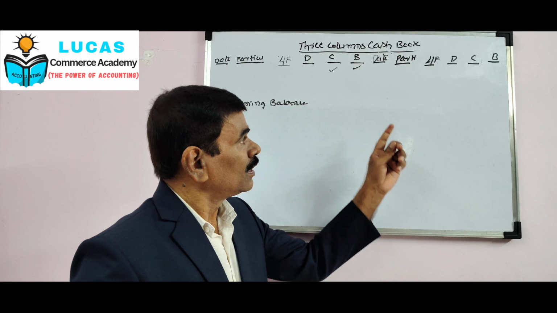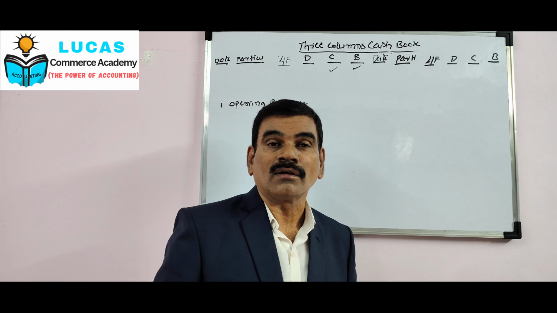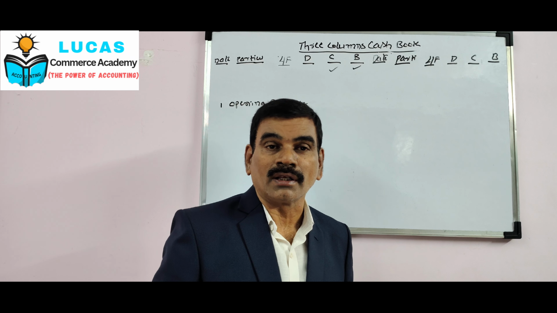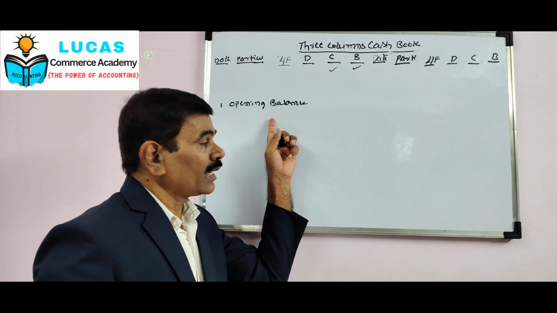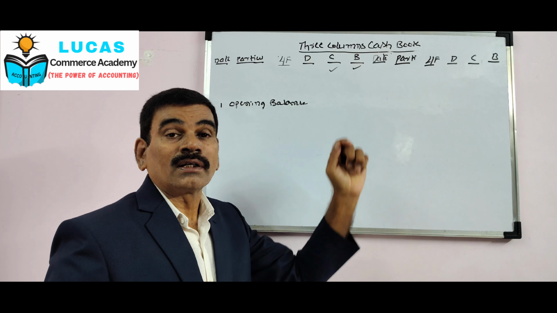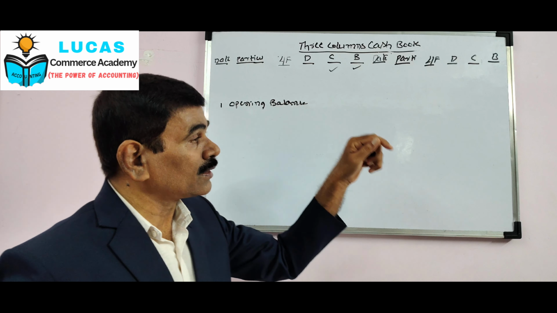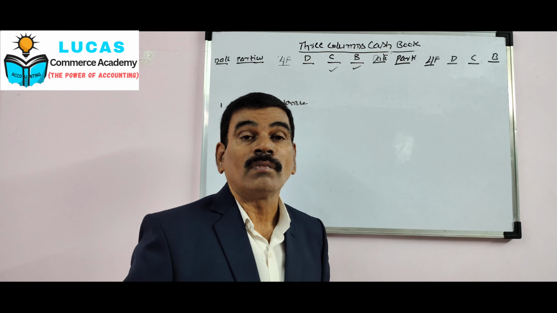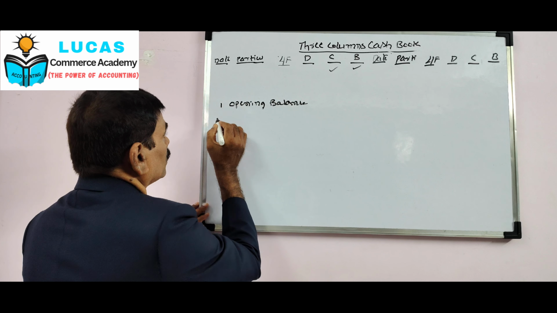Hence it is entered on the credit side in the bank column as by balance B by D. So that means cash in hand entered in the cash column, cash at bank entered in the bank column. But in case of overdraft, it is entered on the credit side in bank column. That is the first one.